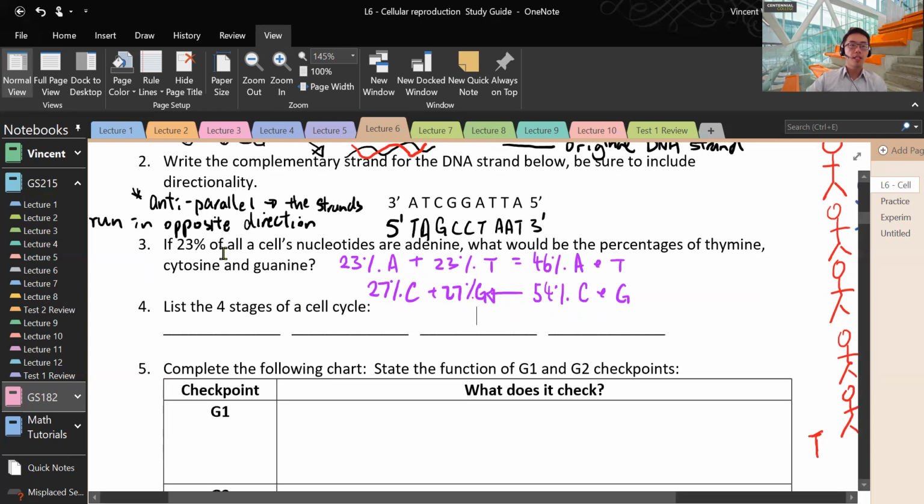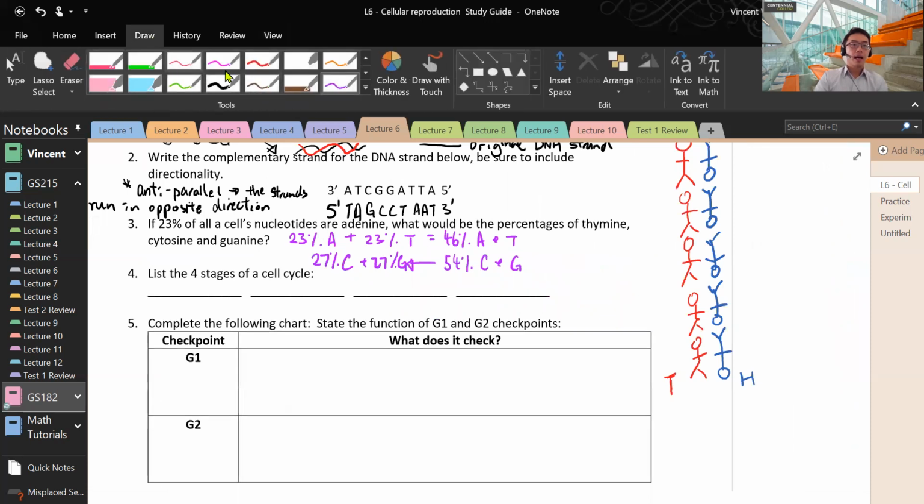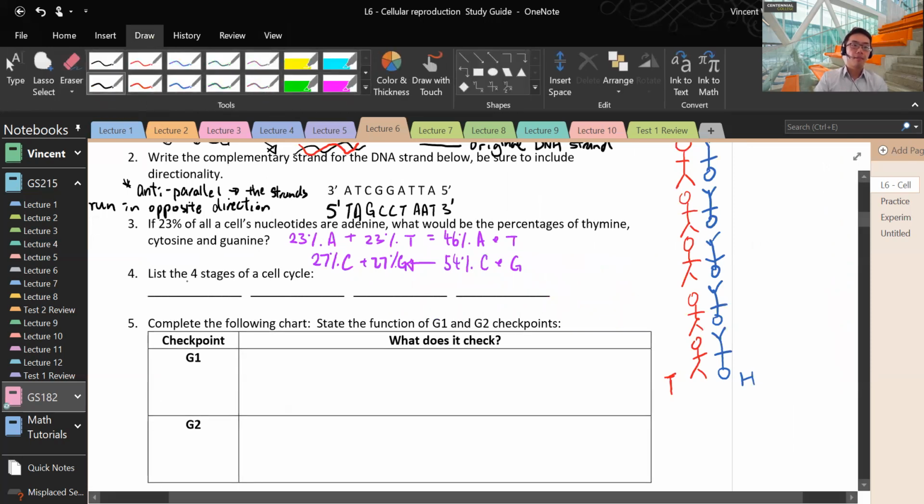All right. Four stages of the cell cycle. We have G1, we have S, we have G2, and we have M. So over here, the first three stages, that is what we call interphase. Right? So that's just when the cell is growing, performing its function, so on and so forth.